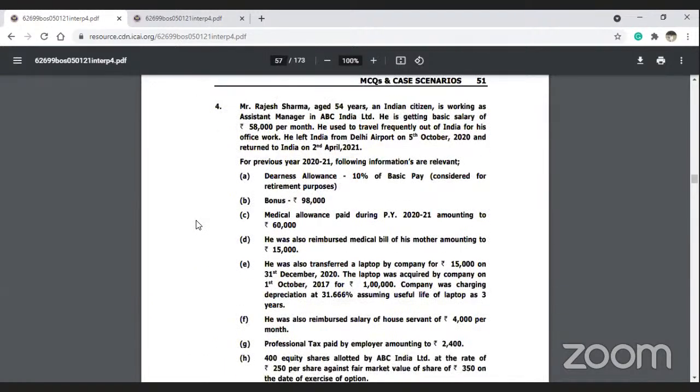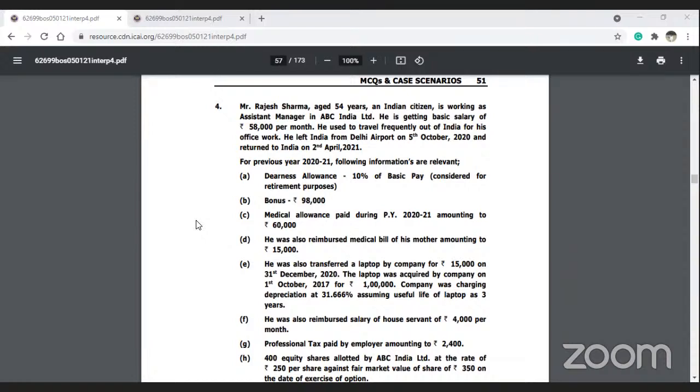Okay. Fourth question. Mr. Rajesh Sharma, age 54 years, an Indian citizen, is working as assistant manager in ABC India Limited. He is getting basic salary of 58,000 per month. He used to travel frequently out of India for his office work. He left India from Delhi airport on 5th October 2020 and returned to India on 2nd April 2021. For previous year 2021, following informations are relevant.